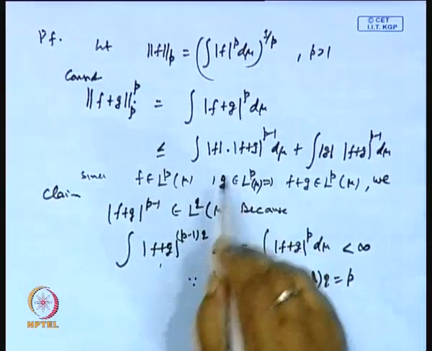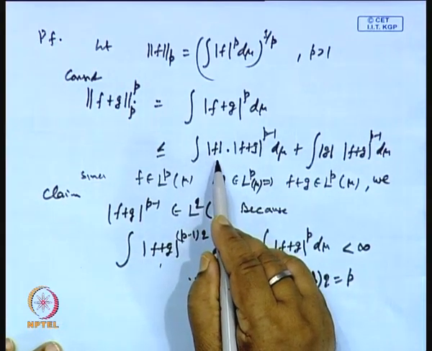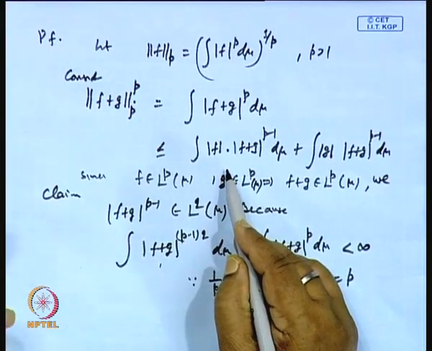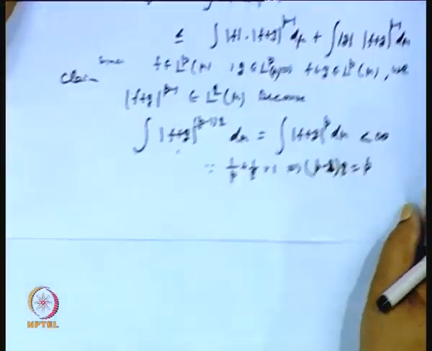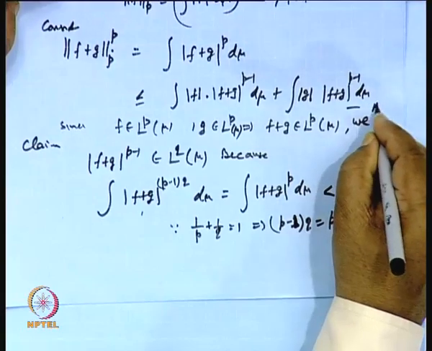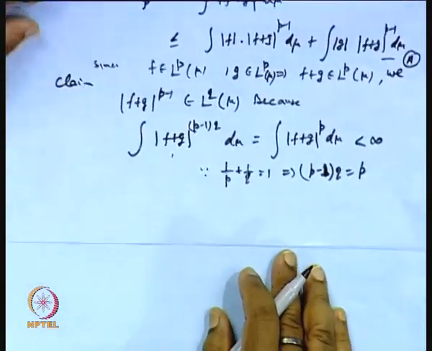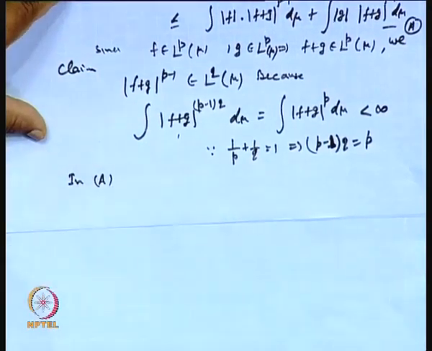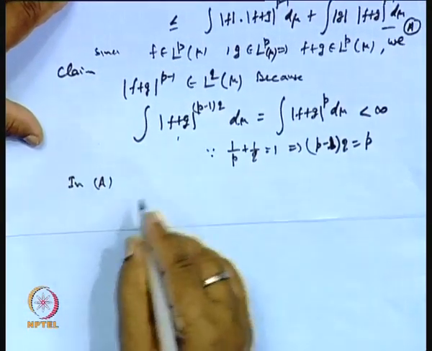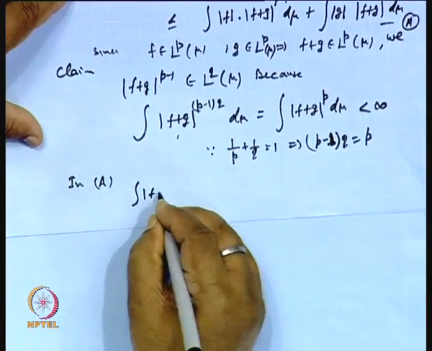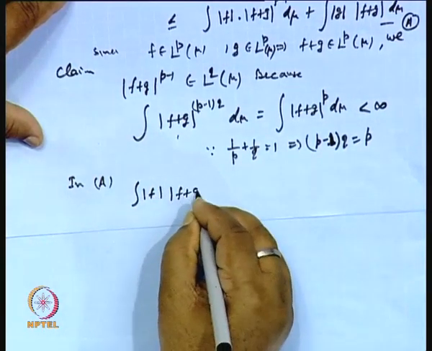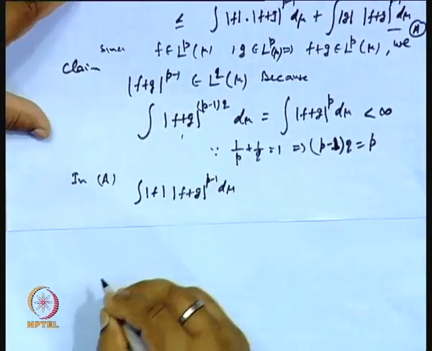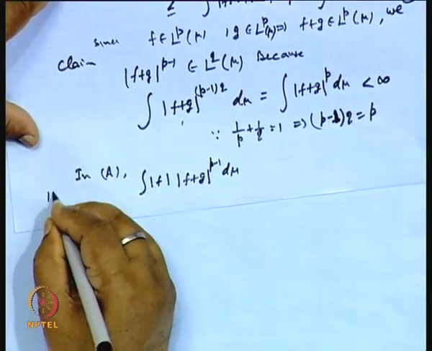Now, from here, this is the first element which is in L p, and this is in L q. So, by Holder's inequality we can apply. Okay. So, let this be A. So, from A, in A the integral mod f plus g power p minus 1 d mu, apply Holder's inequality.